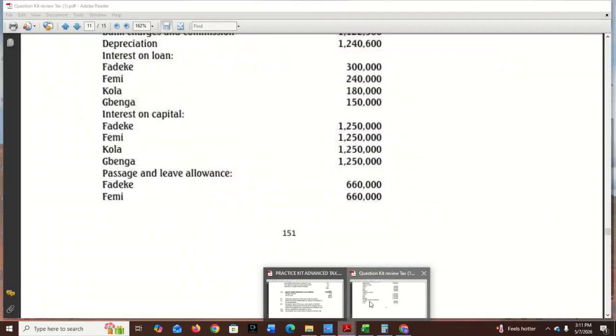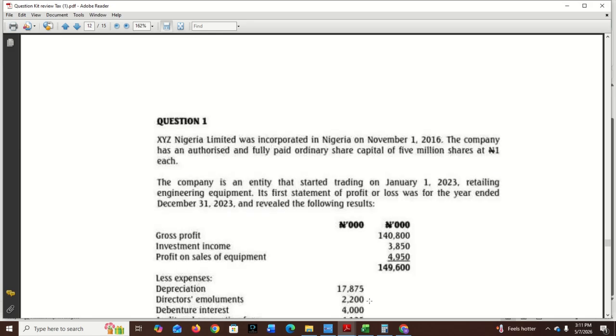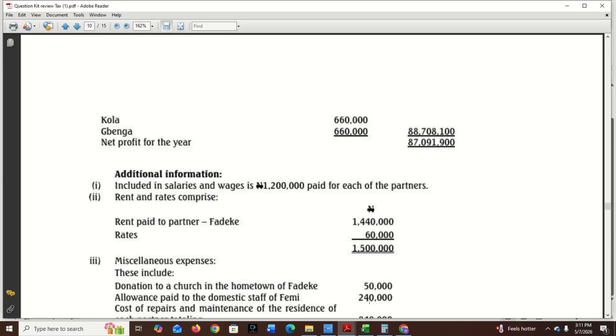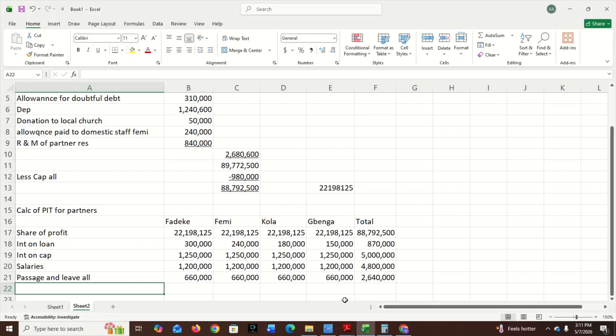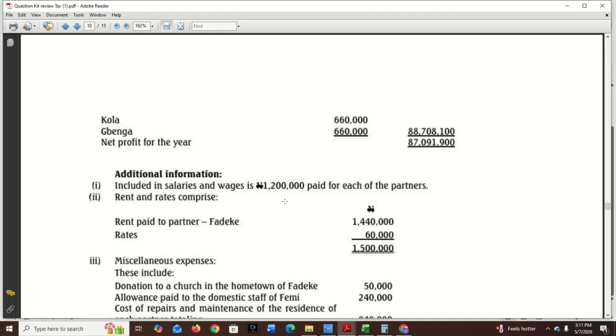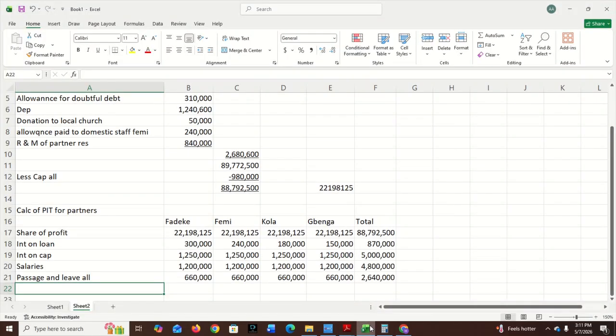We have how much? 660. Okay, everybody is 660. Alright, so let's add. That'll give me around 2,640,000. Alright, so then next we have what? I think they said they pay rent to one partner, and that's going to be income. Okay, rent paid to partner, Fadeke, so he's going to pay income tax on it. So rent is only Fadeke, 1,440,000.